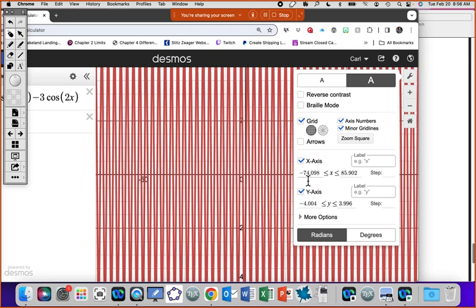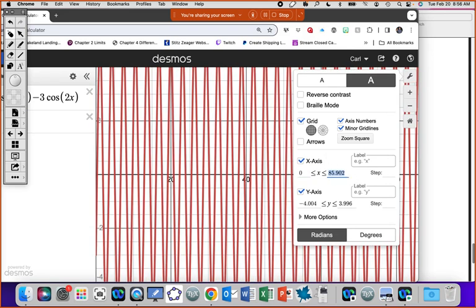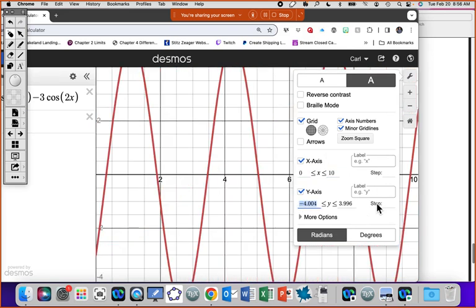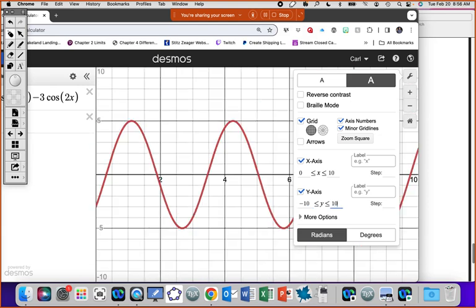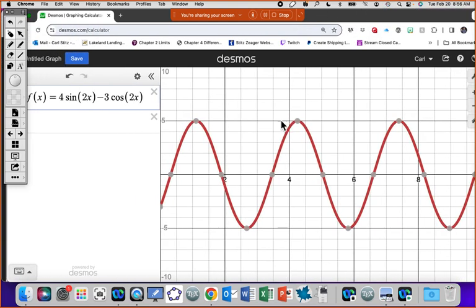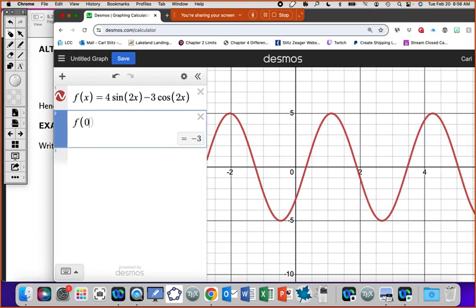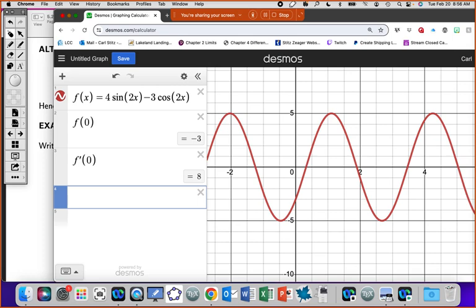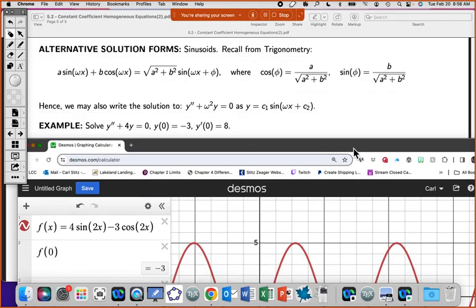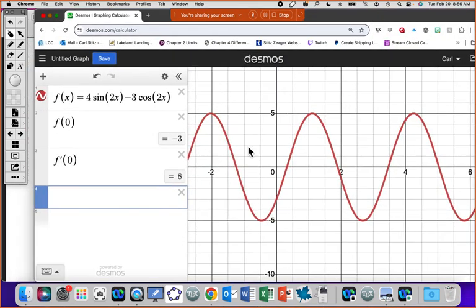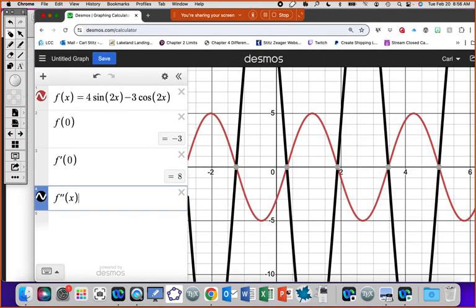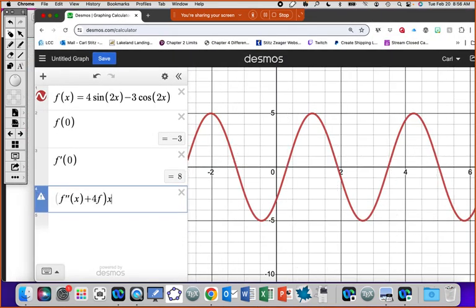Let's do something reasonable here. Let's go like 0 to 10 or something, and negative 10 to 10. Okay, there it is, a little sine wave there. Let's check the initial conditions. F of 0, supposed to be negative 3, it is. F prime of 0, supposed to be 8, there it is. And looking at the diffy q, y double prime plus 4y should be 0. So f double prime of x plus 4f of x should just give us the x-axis, boom, y equals 0.